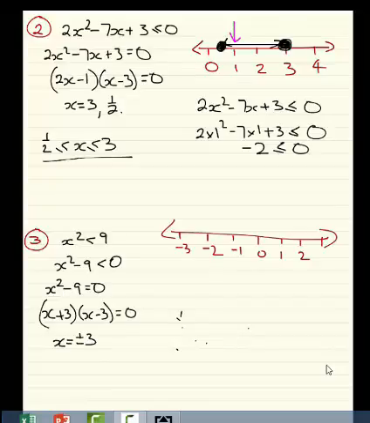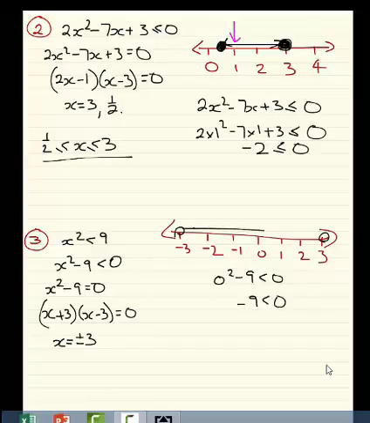We don't have an equal sign, so again, hollow circles. And then pick a point in the middle. I'm going to go with 0. Is 0 squared minus 9 less than 0? Yes, it is, because negative 9 is less than 0. So our solution is in this range here: x greater than negative 3, but less than 3.